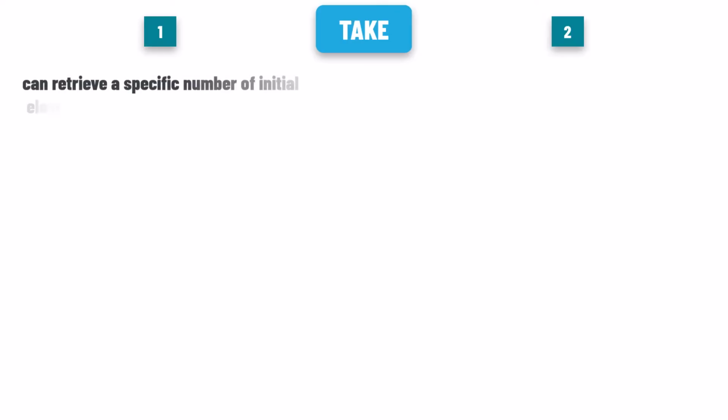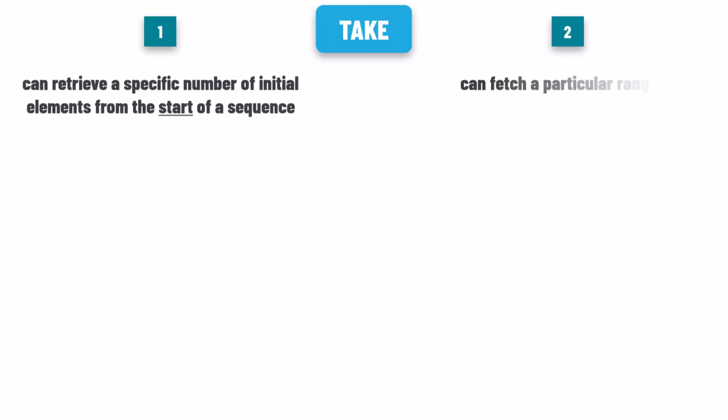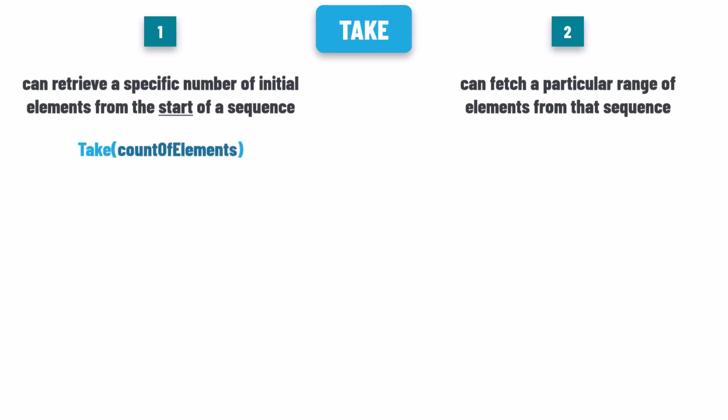The Take method serves dual purposes in LINQ. Firstly, it can retrieve a specific number of initial elements from the start of a sequence. Alternatively, it can fetch a particular range of elements from that sequence. So, this method offers two overloads. The first uses an integer parameter, dictating the number of elements to extract from the sequence's onset. The second utilizes a range, pinpointing the exact elements to retrieve, such as the second through the fifth elements. A range can be defined in Visual Basic as follows: New Range with a start and end index.